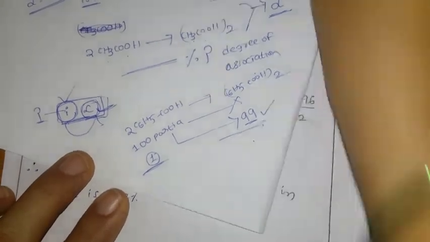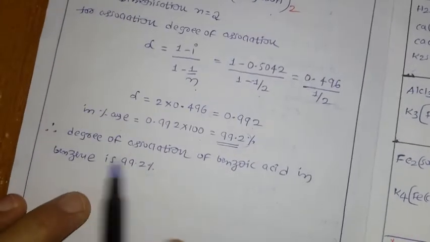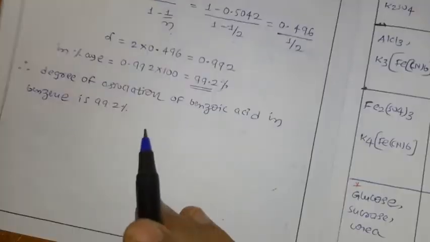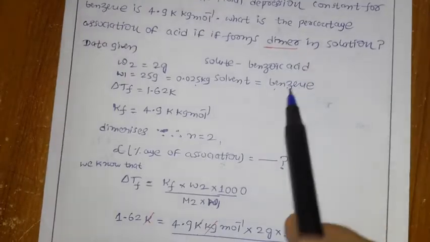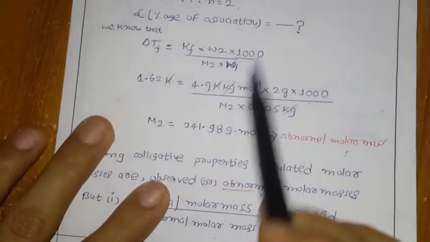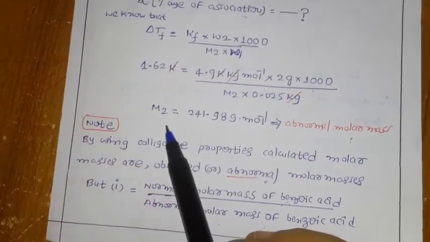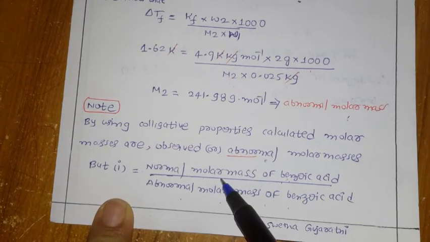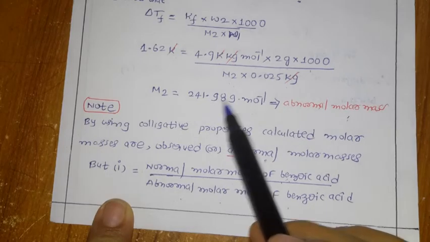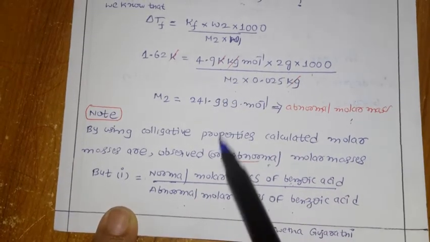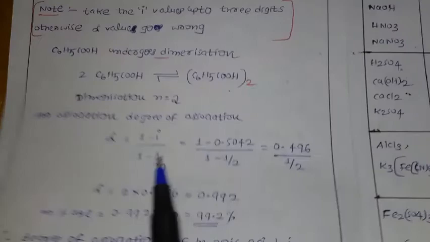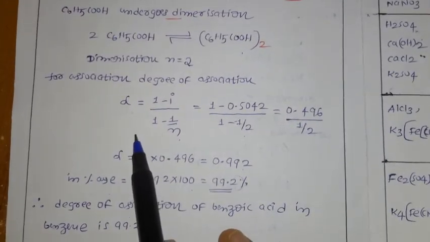That is called the percentage of association. So finally we got alpha equal to 99.2 percent. Here, in the data we don't have the Van't Hoff factor, but we calculate it from the given data, so you should be very careful. We have 3 definitions for i, but the most suited one here is molar masses, because from the given data I can calculate molar masses. So the normal molar mass you can calculate. First you calculate the i, then you go for the calculation of alpha, nothing but the degree of dissociation, sorry, degree of association.